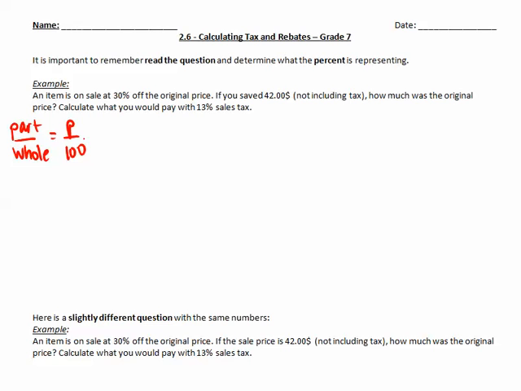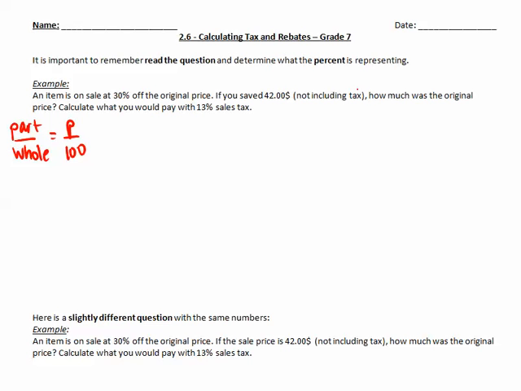And given that, what we need to do is read the question and see what numbers fit into this equation or into this formula. So let's look at this first one. An example: an item is on sale at 30% off the original price. If you saved $42, not including the tax, how much was the original price? Calculate what you would pay with 13% sales tax.